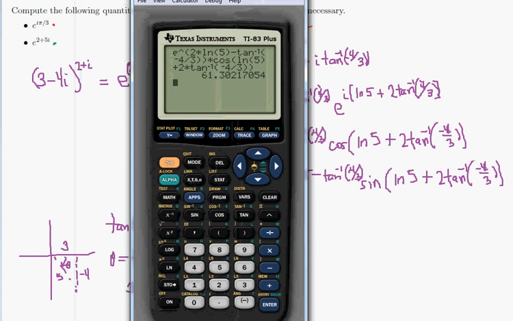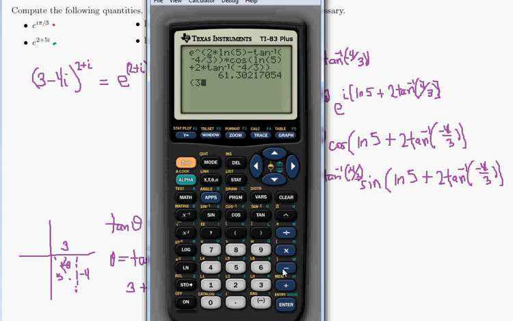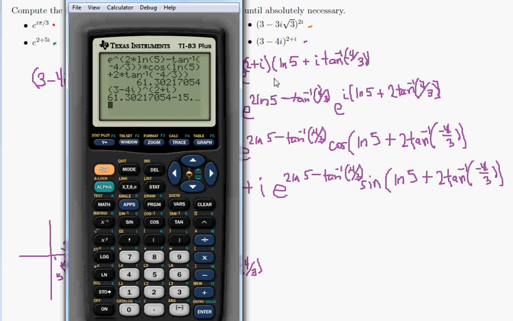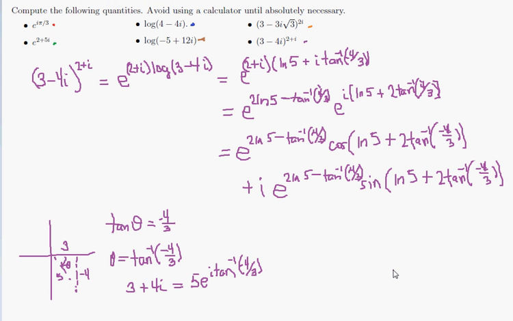Okay, so let's plug in the calculator and see if this is what comes out. So 3 minus 4i raised to the 2 plus i power. And we get 61.302 as expected. And the imaginary part will be exactly this term that's left, minus 15 point something. And you can plug that in the calculator and confirm that that works out. So that's the computation of these expressions. And the last two expressions, well, we had to use the techniques developed in the first four.